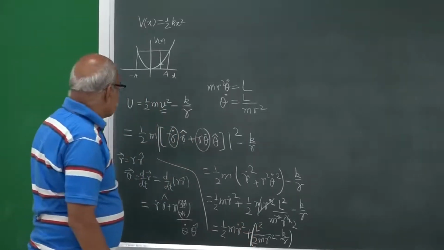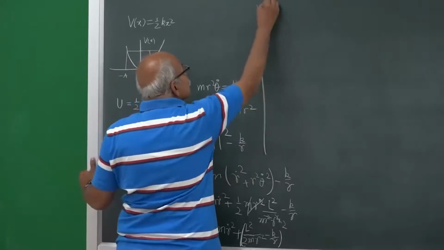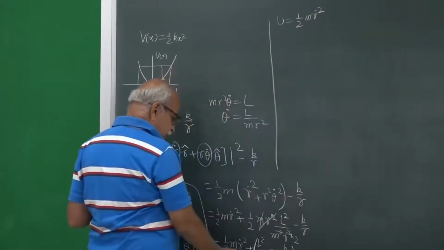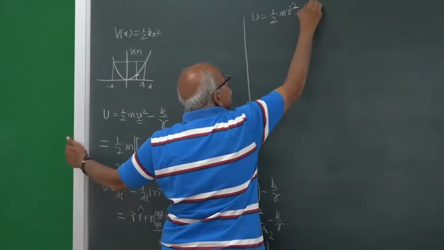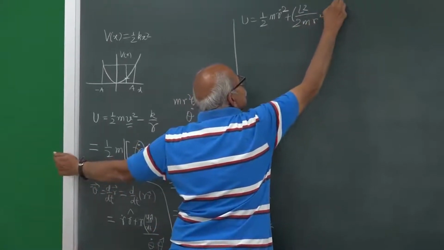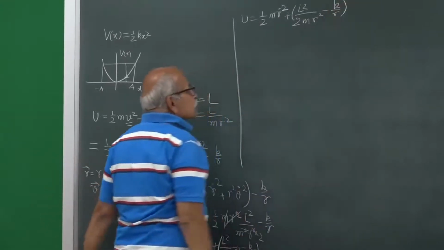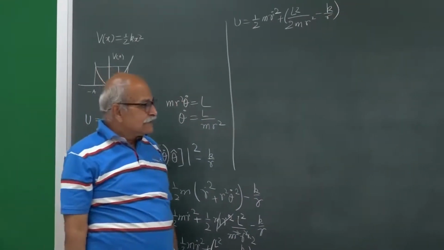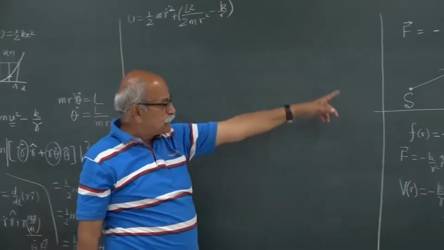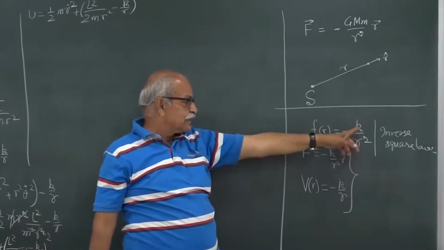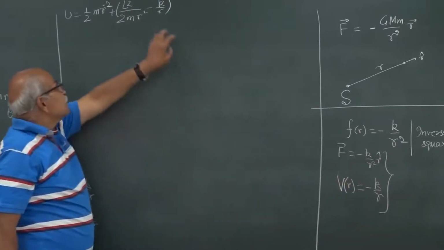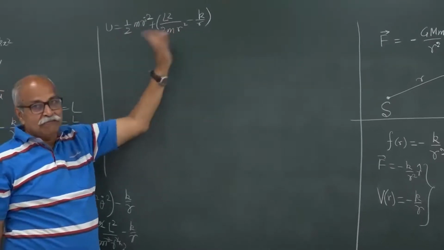So, the total energy U is equal to half m r dot square, plus L square by 2 m r square, minus k by r. This you can do with any central force, not necessarily inverse square, only this term will be different. If you change the force law, if the attractive force is something else, then this term will be something else, and only the change will come here; this part will still remain the same.